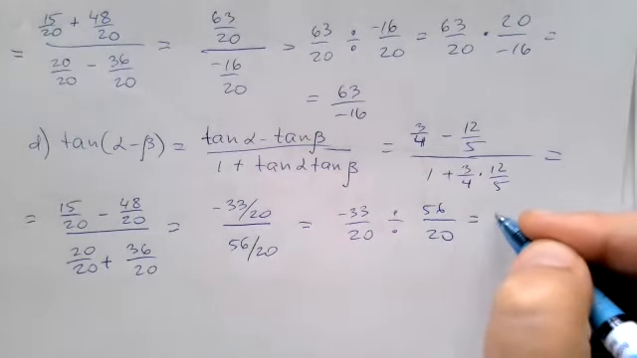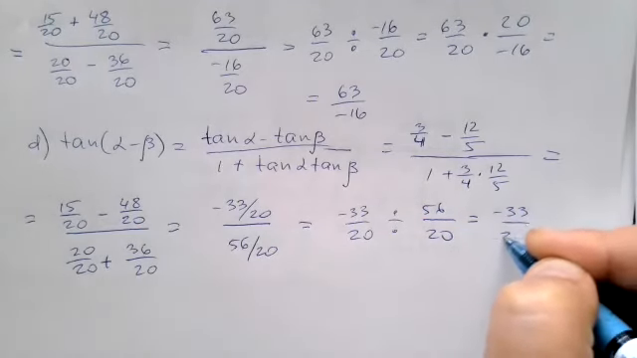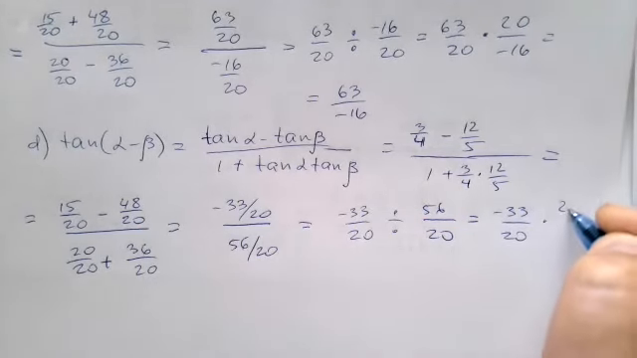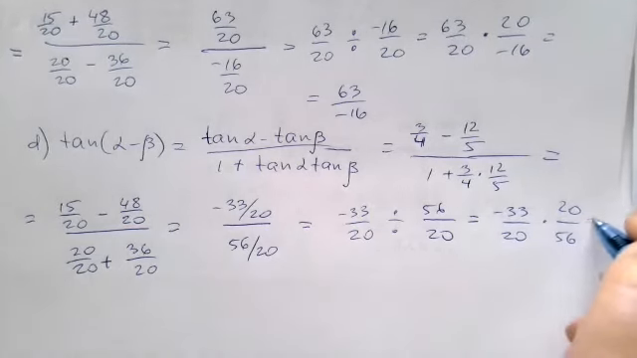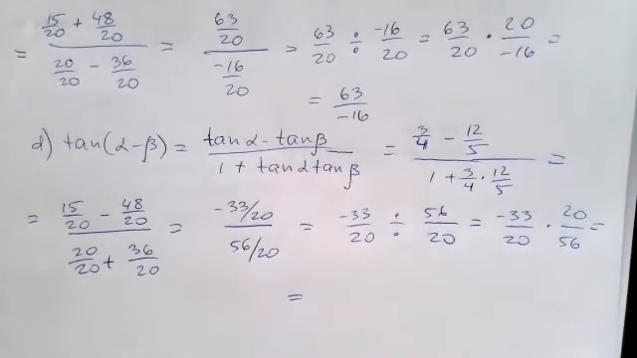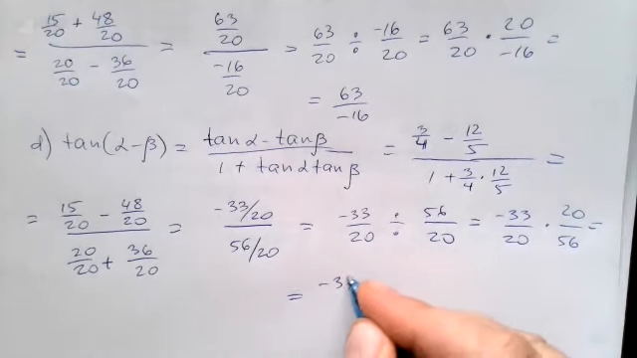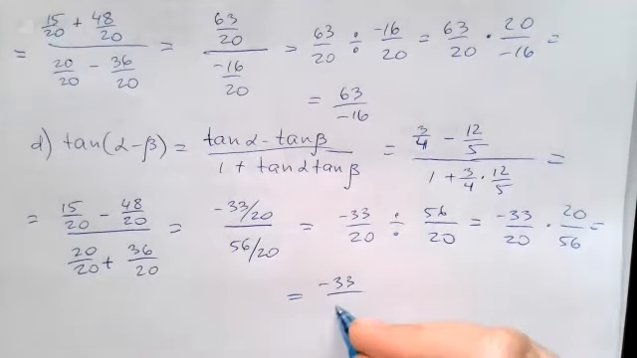Now turning this into multiplication and flipping the second fraction, we get negative 33 over 56. And can that be simplified? Again, I don't think so. The only factors of 33 are 3 and 11, and they're not factors of 56. So this is it. We're done with this example.